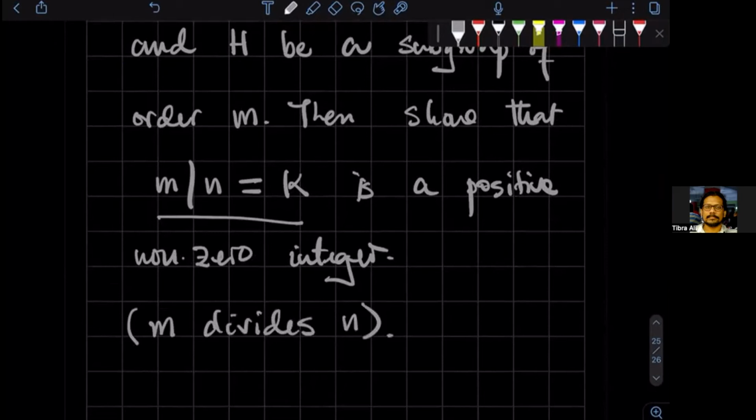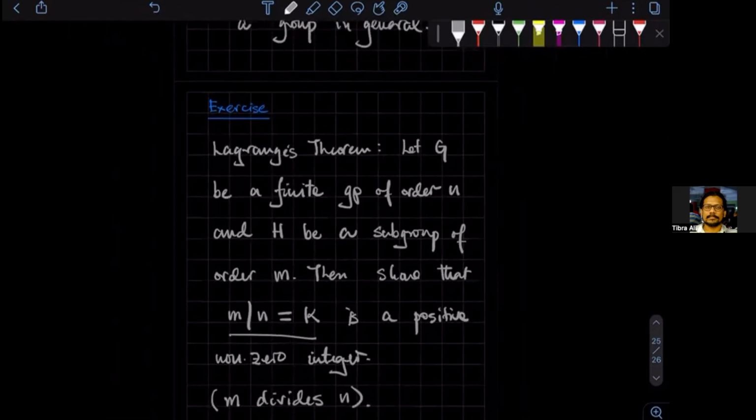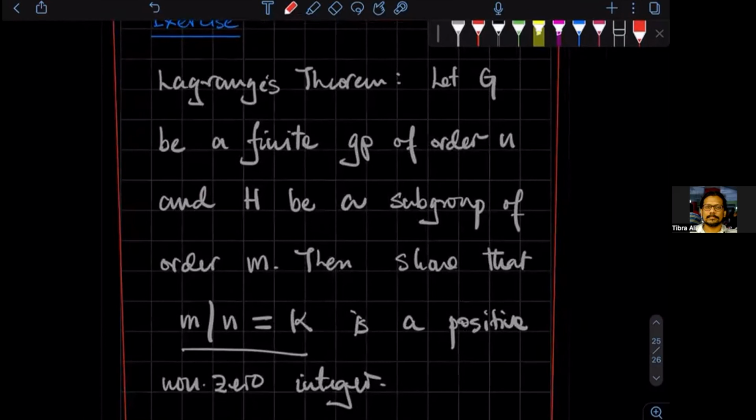That means that if a group admits a non-trivial, proper subgroup, then its order cannot be a prime number, right? You see that? So this is Lagrange's theorem, and this is also an exercise. So that brings us to the end of this class.